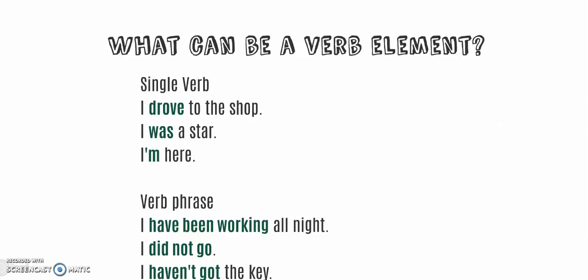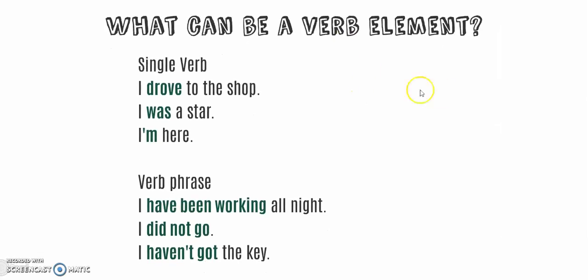So, what can be a verb element? Well, a single verb. So, I being the subject in all these examples here. I drove to the shop. I was a star. I'm here. Notice the contraction of I'm here. The verb therefore is am. It's just a shortened version.